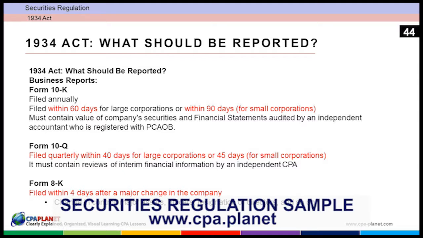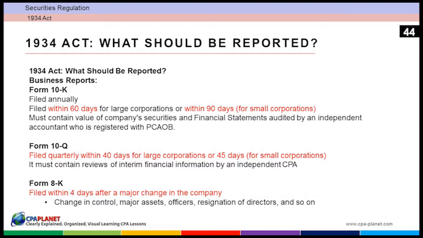Form 10-Q is filed quarterly within 40 days for large corporations and 45 days for small corporations. It contains reviews of interim financial information by an independent CPA. Form 8-K must be filed within 4 days after a major change in the company. This change could be a change in control, major asset change, officers, or resignation of directors. Basically, anything major that happens in the company has to be reported on Form 8-K.